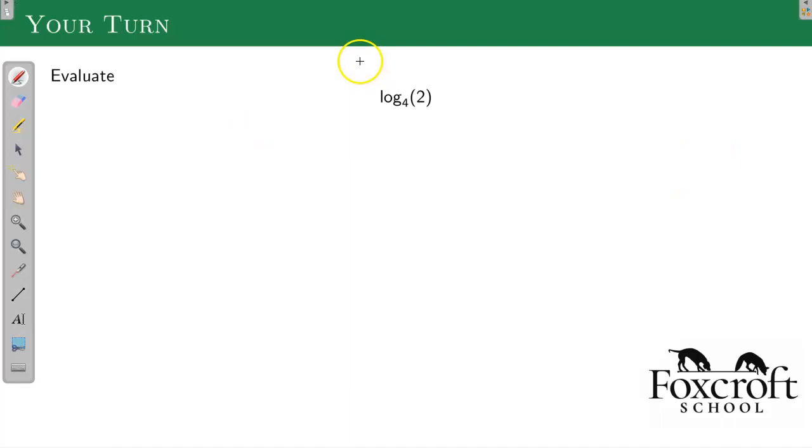All right, so here's one for you to try on your own. Evaluate log base 4 of 2. All right, I'll show you the answer in 3, 2, 1. And the answer is 1/2.